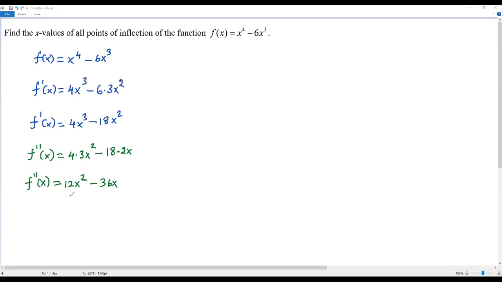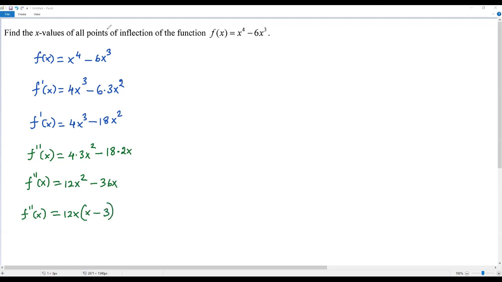Okay, now in the next step we can factor this expression. Let me write f double prime of x equals. The greatest common divisor of 12x squared and 36x is just 12x, so we can factor 12x out. To get the stuff inside the parentheses, we divide the terms of this expression by the factor, that is 12x. When I divide the first term 12x squared by 12x, I'm just getting x. Minus, when I divide 36x by 12x, I'm getting 3. Okay, now I've factored this expression.